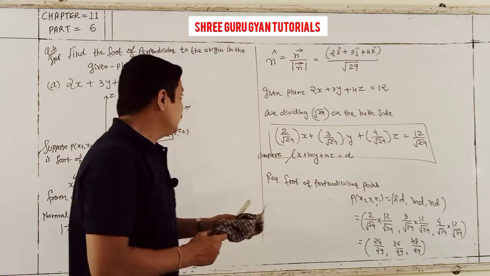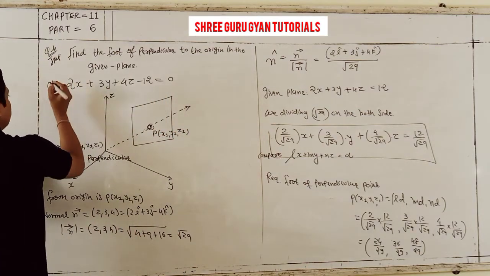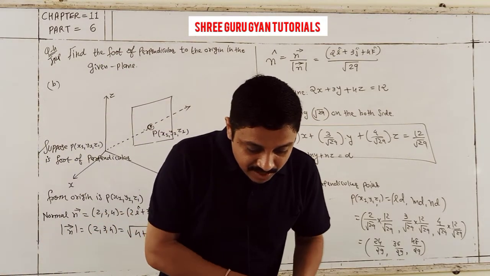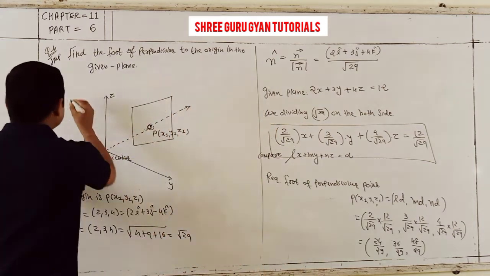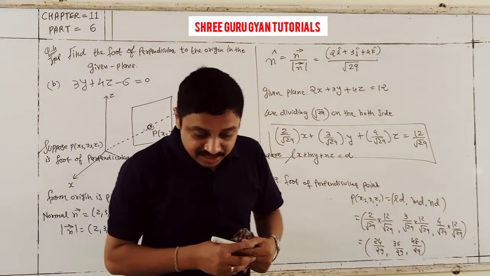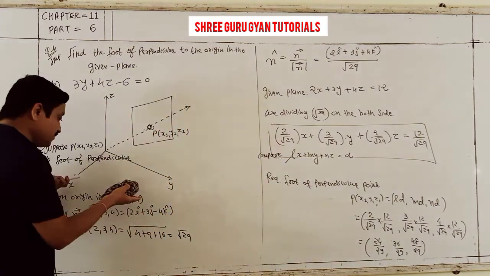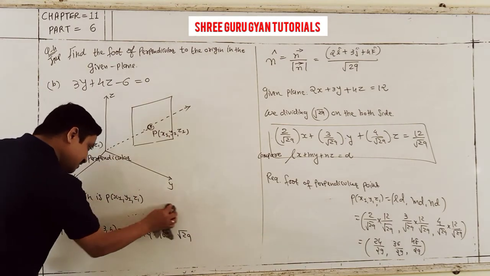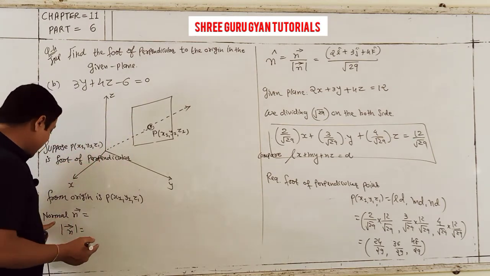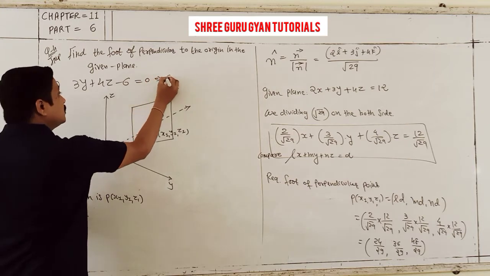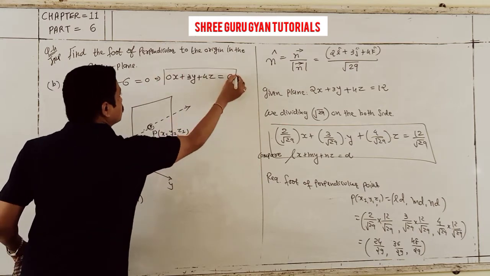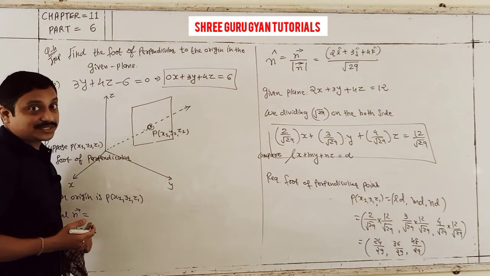Now I go ahead, same, part B. Equation of plane is given: 3y plus 4z minus 6. One more time, check: 3y plus 4z minus 6. So the suggestion seems the same, only this I change. So drawing same, suggestion same, you write down, and the normal form is here you can write down 0x plus 3y plus 4z is equal to 6, and that's the normal.